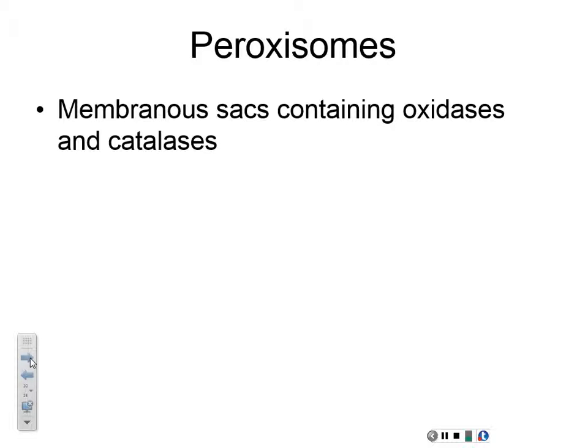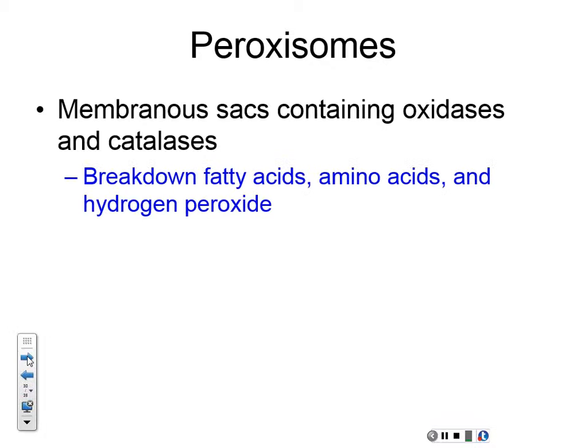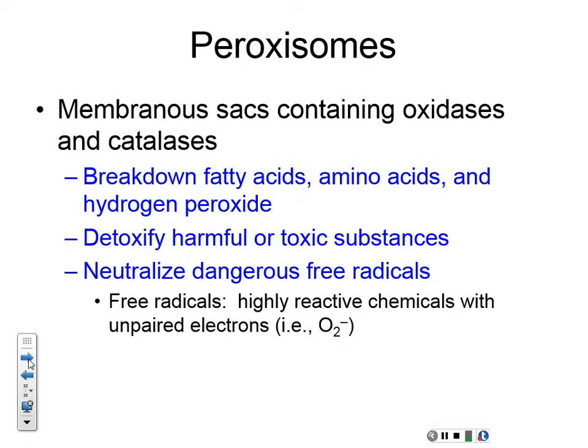So peroxisomes are especially made for that. They also break down fatty acids, amino acids, and hydrogen peroxide. Hydrogen peroxide is the byproduct of fatty acid and amino acid metabolism. When you break them down, you get hydrogen peroxide. And hydrogen peroxide forms other free radicals, such as the superoxide. Like this is the superoxide ion.